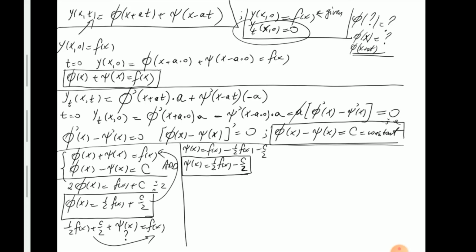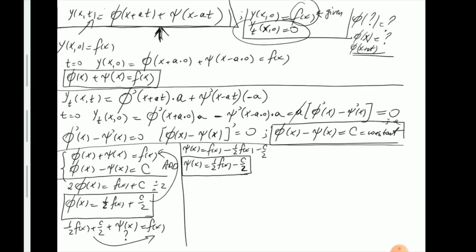Okay, so we just found the two arbitrary functions, which are no longer arbitrary. So from this initial condition, from initial displacement and 0 initial velocity, we concluded that phi is 1/2 f plus c over 2, psi is 1/2 f minus c over 2. What is the actual solution of the wave equation? So let's not lose sight of this corner on the left side here, where I point the arrow. Because the solution is phi not at x, but at x plus at, and psi not at x, but at x minus at, added together.